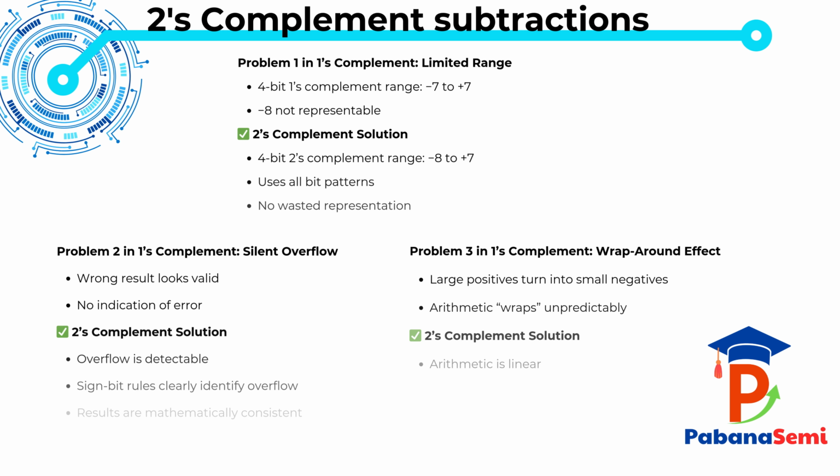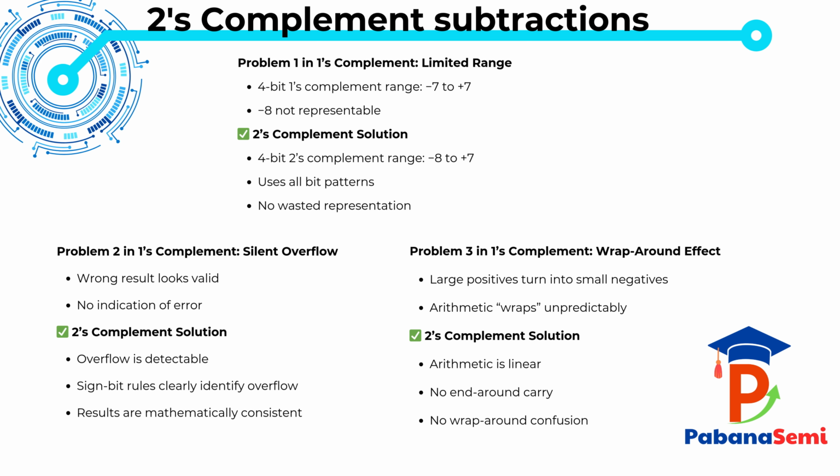Now, let's compare this with 1's complement problems. Problem 1, limited number range. In 1's complement, a 4-bit system can represent values only from -7 to +7. So values like -8 or -9 cannot be represented at all. In 2's complement, the range becomes -8 to +7 for 4 bits, and -16 to +15 for 5 bits. This means all bit patterns are used and no values are wasted.